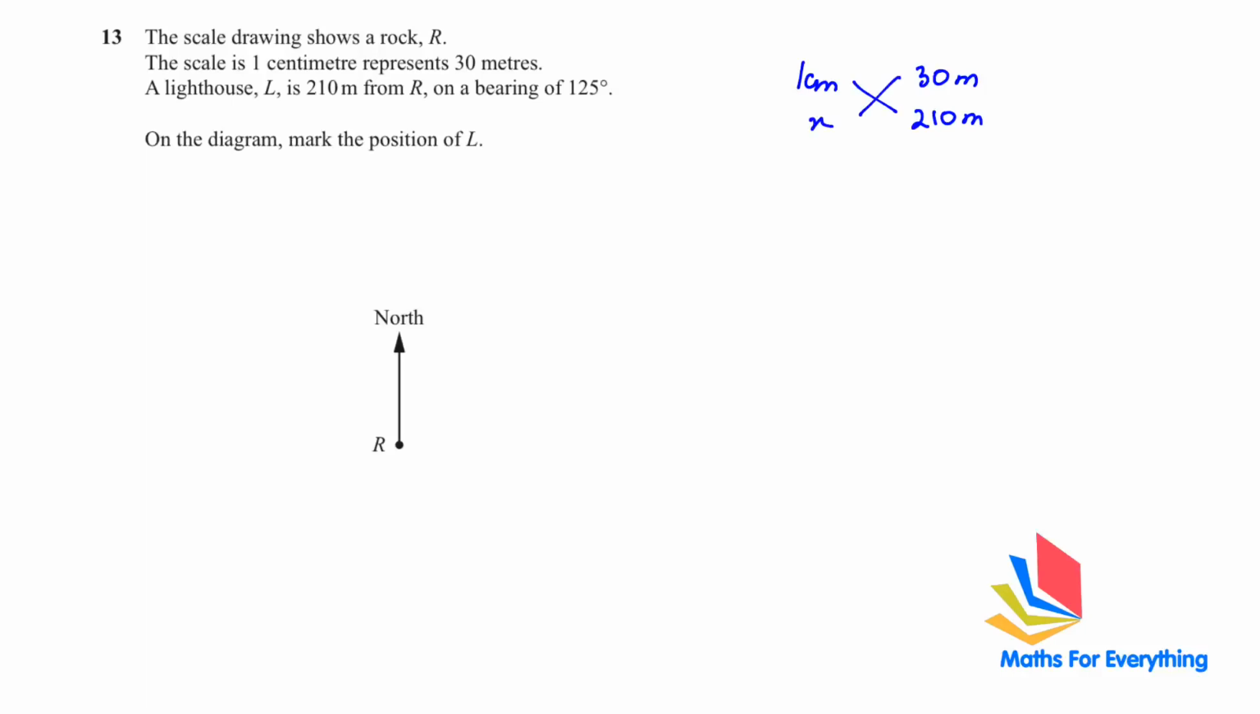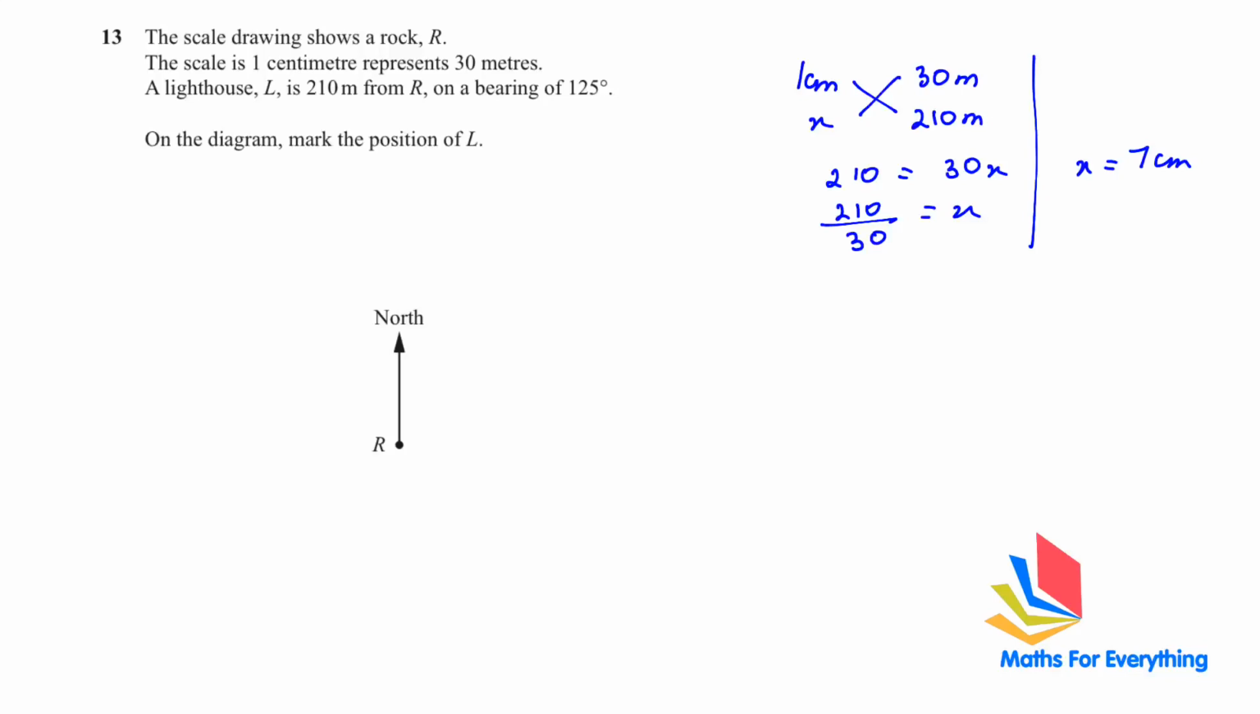We cross multiply. 210 multiplied by 1 will give us 210. 30 multiplied by x, 30x. Divide by 30, 210, and you will get x is equal to 7 centimeters. So we found the distance. Now for the bearing. In the description, I will put the link to my video explaining bearings. Please have a look at that.